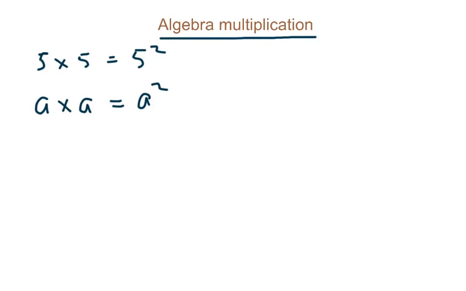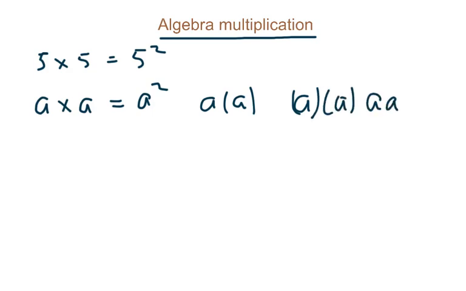I started off with some examples here. So we all know that 5 times 5 can be written as 5 squared, or 5 to the power of 2. Similarly, a times a is equal to a squared. That can also be written, as you know, like this. There are different ways to write it, or even just a. There are different ways of writing a squared.